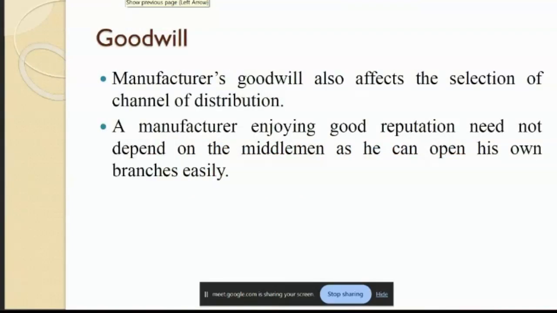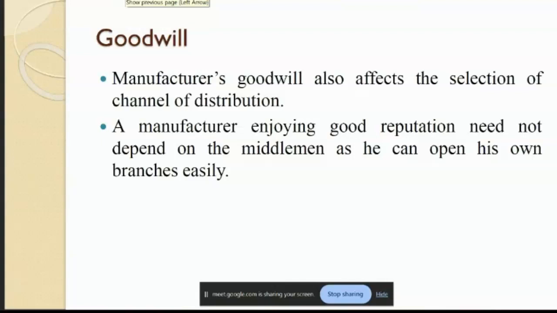If your brand has value, it has goodwill, it will also affect your selection of the channel of distribution. That means if the manufacturer has a very good reputation, it will never be dependent on middlemen. They will always try to encash on their own brand name. For example, brands like Apple, Samsung, Dyson, these brands are so popular that they don't want to be dependent on any middleman. It is for a newer company.